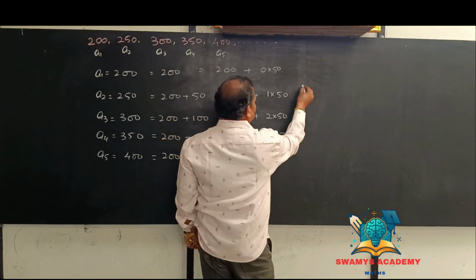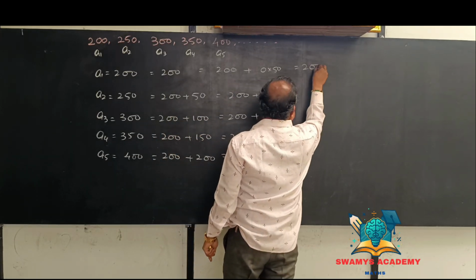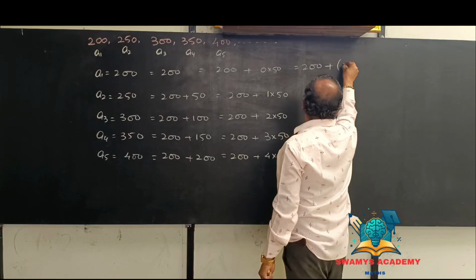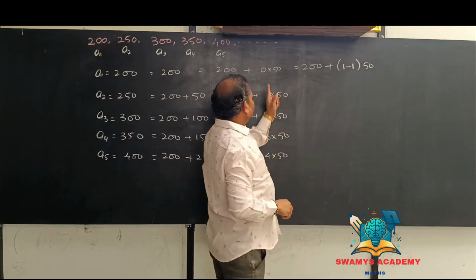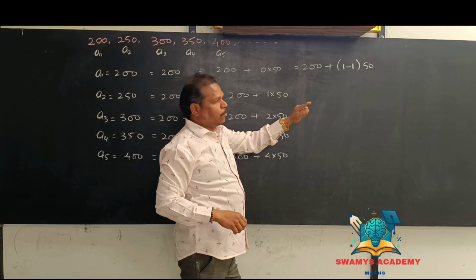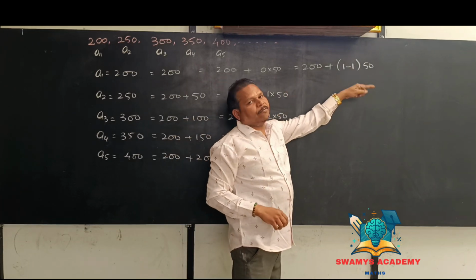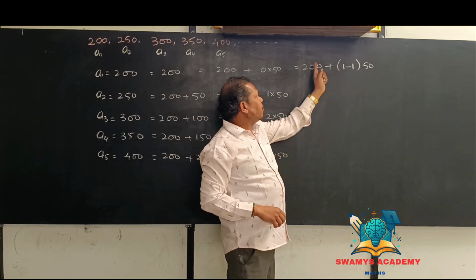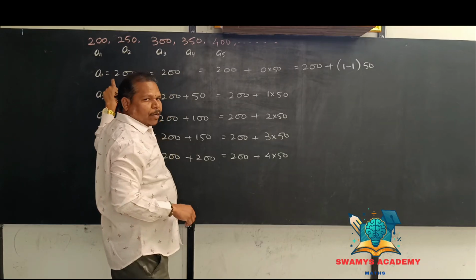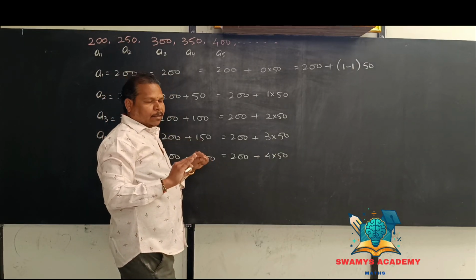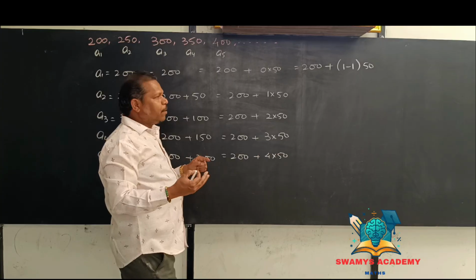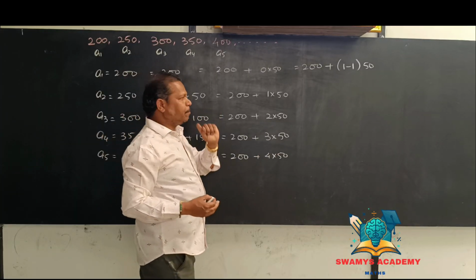Okay? So 200. In the 0 place, what can you write here? 1 minus 1 into 50. So 1 minus 1 is 0. 0 into 50 is 0. 0 plus 200 becomes 200. So we are changing the form we are making, but the value will be the same.